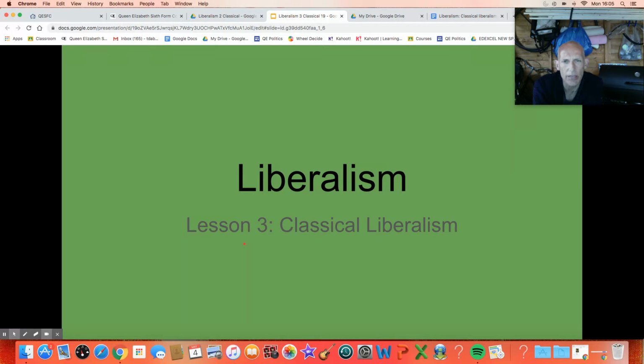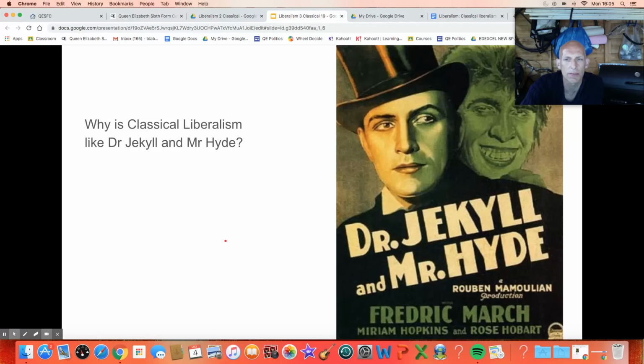And here is where we begin to look at how liberals go off in two separate directions, two strands. One is classical liberalism, for the 18th and 19th century, and the other is 20th century liberalism, which is more what we call modern liberalism. Okay, when we think about these, I often start by using this analogy of Jekyll and Hyde.